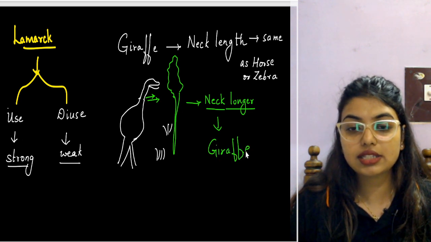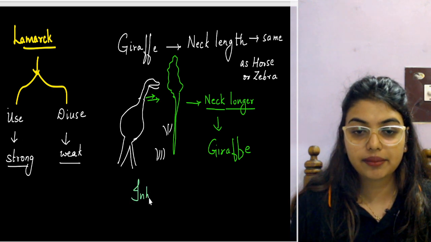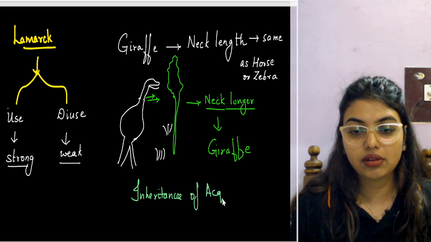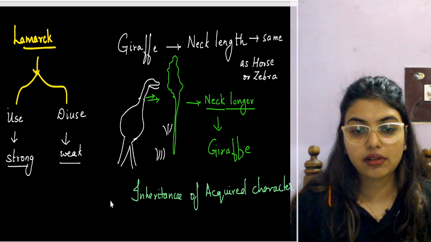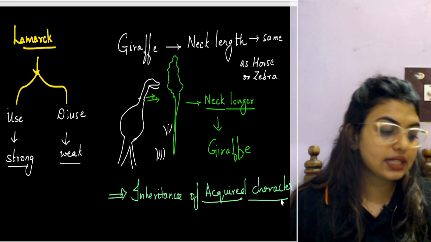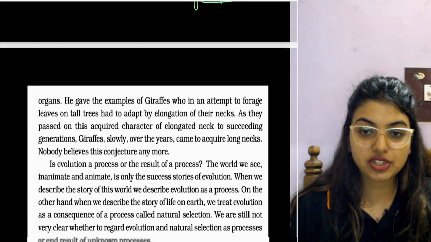So the next theory he told was inheritance of acquired character. So if this acquired character had to come, then there was another person called August Weismann. Okay, I don't know if they mentioned it here.